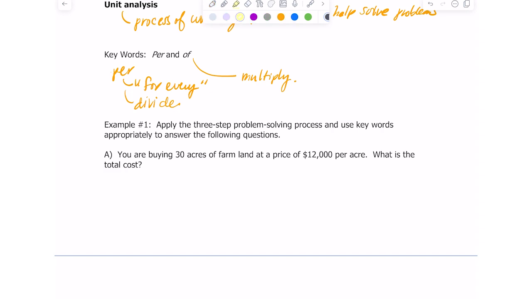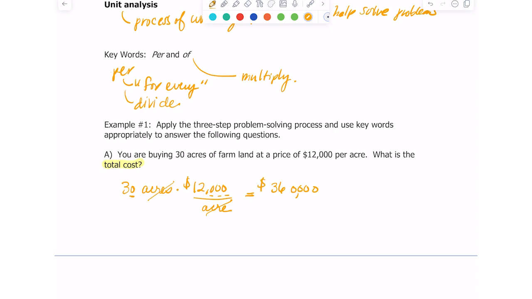Okay, here's an example. We're going to apply the USE, three-step problem-solving process. We're not actually going to write out the understand, the solve, the explain, but we need to keep those things in mind when we're solving problems. So here the question is, you're buying 30 acres of farmland at a price of $12,000 per acre. What is the total cost? So since I'm looking for total cost, I know that my answer needs to be in dollars. Okay, so if I'm going to start out with what I'm given, which is 30 acres, and I know that it's $12,000 and then per acre. Remember, per means to divide, so per acre. Now the acres will cancel, and then all you need to do is multiply 3 times 12, which is 36, and then there's 1, 2, 3, 4 zeros. So I'm going to tack those on.